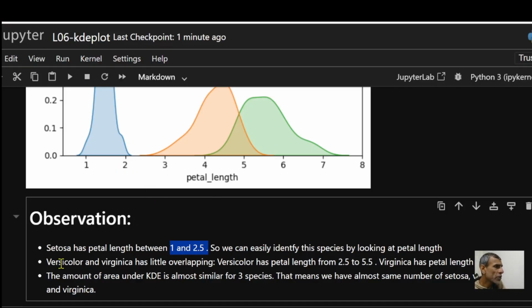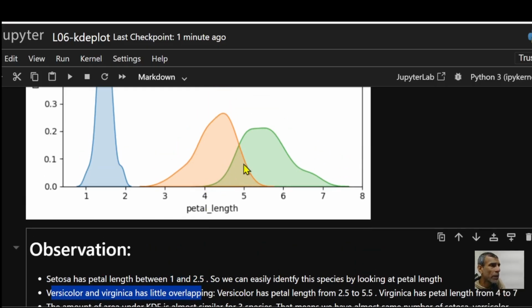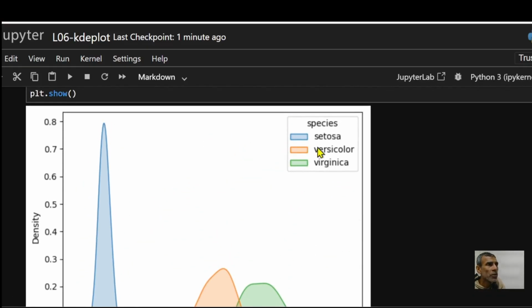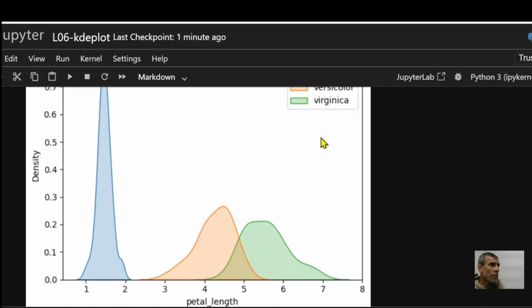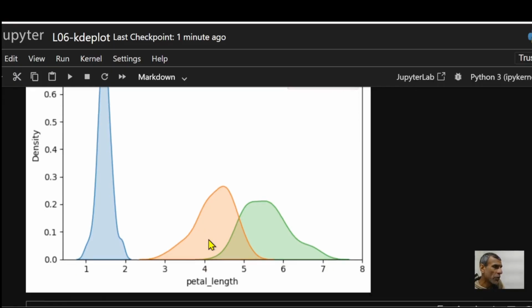Now, on the other hand, for versicolor and virginica, there is some overlapping. You can see that there is some overlapping right here. Versicolor actually has a petal length from 2.5 to 5.5. You can see that this goes from here all the way up to here. That would be for this one right here, this curve. This would be your versicolor right here. Okay, and a similar conclusion you can draw for virginica. Virginica goes from 4 to maybe 7.3 or 7.4.